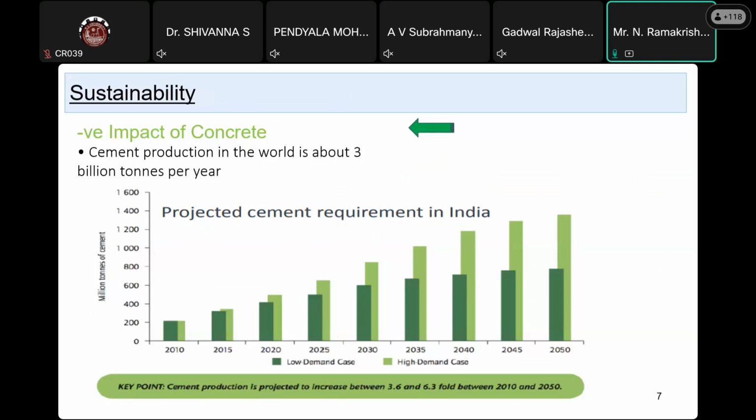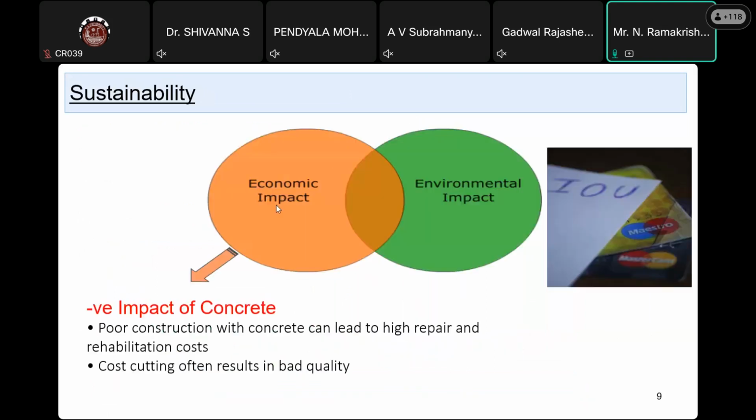Now we'll go for the two parts: economic impact and environmental impact. Each and everything we are going to talk about, positive as well as negative. A poor construction, the negative impact, is where we have the common factor between economic and environment. Poor construction with concrete can lead to high repair and rehabilitation costs of the structure, so a proper scheme of repair and rehabilitation is required.